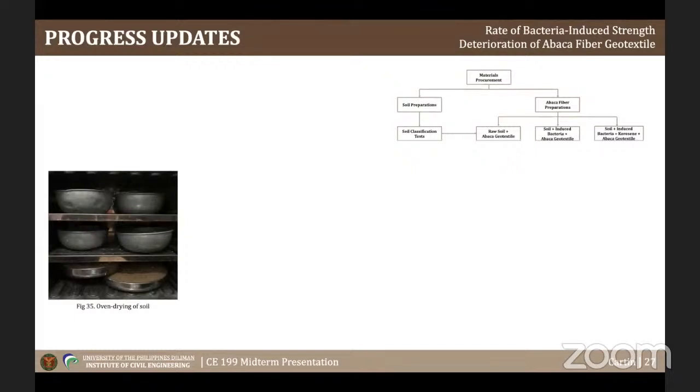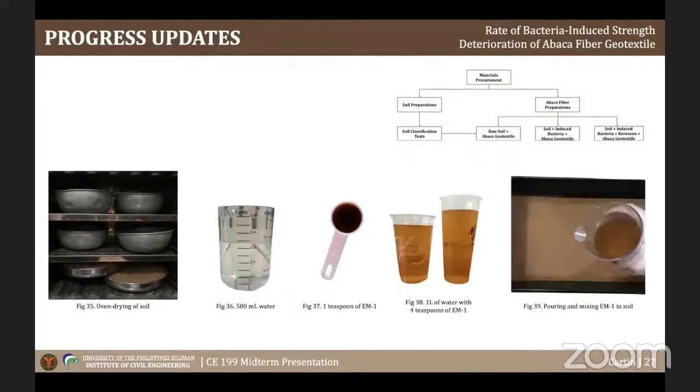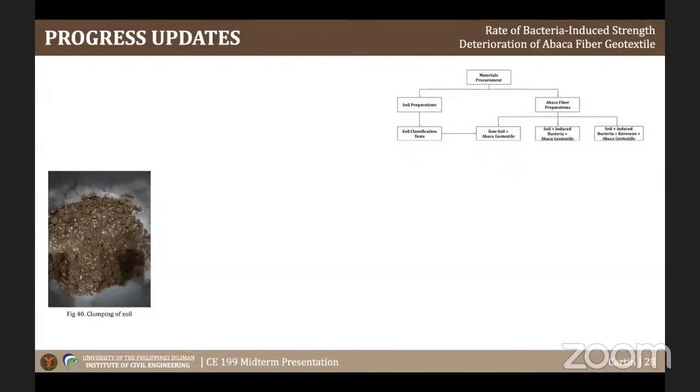The inducing of bacteria was done by adding 4 teaspoons of EM1 bacterial solution in a liter of water. Then this mixture was poured onto the soil. Since a bit of clumping occurred, I decided not to pour the entire 1 liter solution in just one go, since this might not lead to equal spreading of bacteria in the soil specimen. So I scooped out some soil, placed it in a bowl, and mixed it thoroughly with 1/4 to half a cup of bacterial solution. This process of scooping and mixing was repeated until the 40-liter plastic container was filled with bacteria-induced soil.